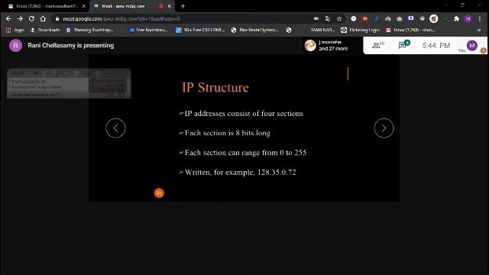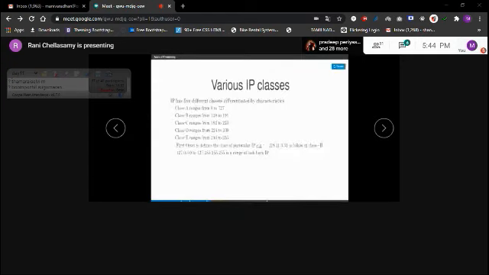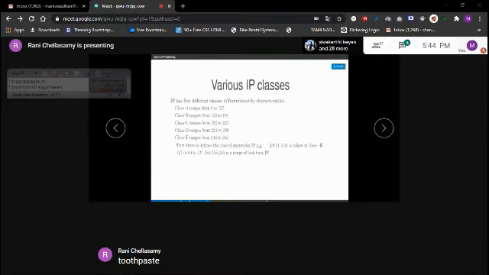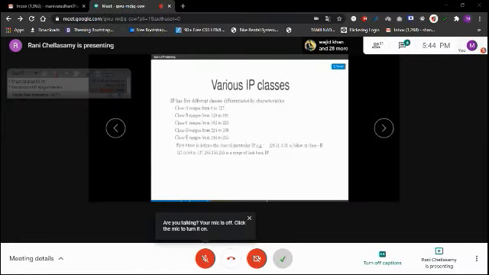Here you can have 5 different classes of IP address: class A, class B, class C, class D, and class E. For class A, the range is from 0 to 127. Class B ranges from 128 to 191, class C from 192 to 223, class D from 224 to 239, and class E from 240 to 255.